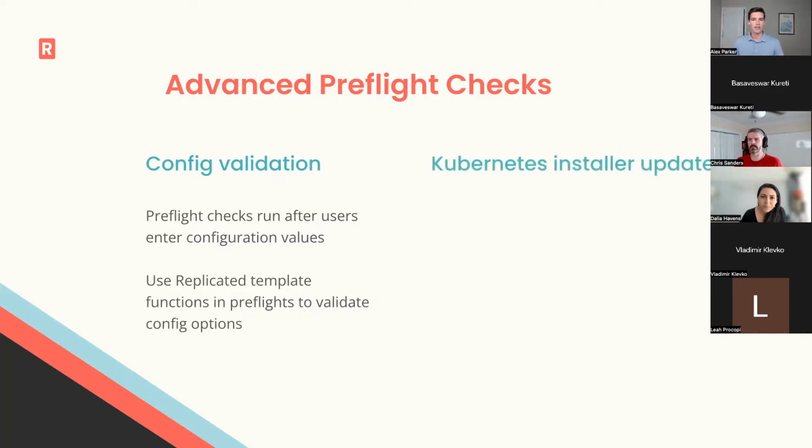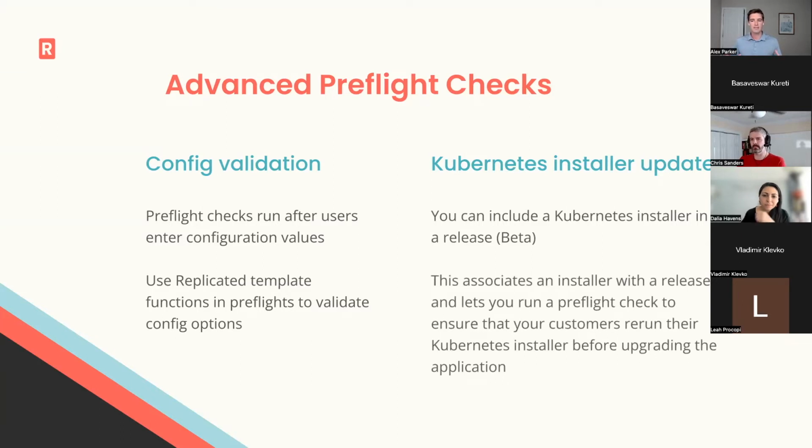Another type of pre-flight check that we actually introduced recently is a pre-flight check for Kubernetes installer updates. This is specific to embedded clusters, if you're using the Kubernetes installer. We have a new beta feature that allows you to include a Kubernetes installer inside of your release. So instead of promoting that installer separately to the channel, you can include the installer inside of the release. That effectively couples the release and the installer together and says, this version of my application is supposed to run on this Kubernetes installer version.